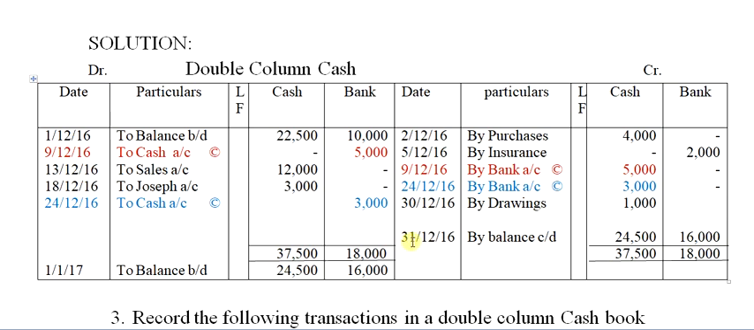On which date? On the last day, that is on 31st December 2016, by balance carried on, how much did we get? 24,500, 16,000, that is carried on. Next day, in the next month it will be opened up. On 1/1/2017 to balance brought down, how much do we have? 24,500 is the cash balance, 16,000 is the bank balance, my dear students. So this is your second problem solution, my dear students. You can pause the video and write it, my dear students.